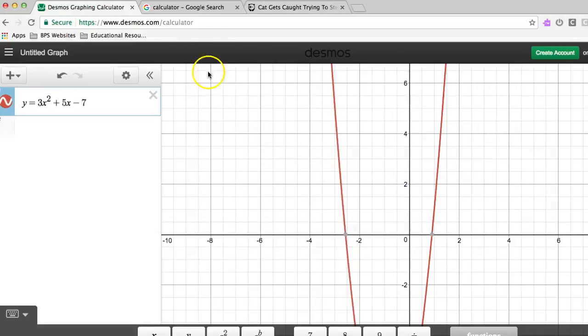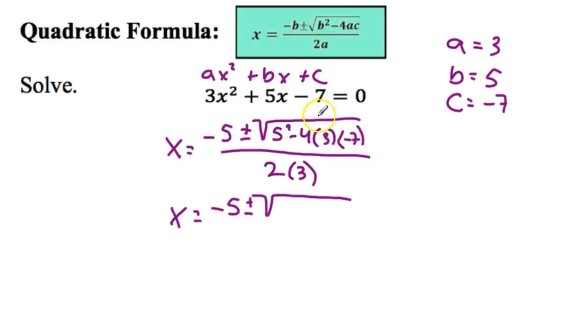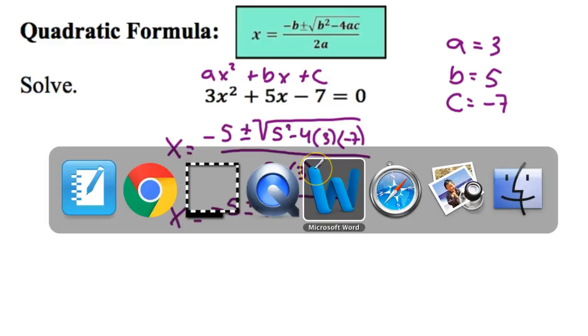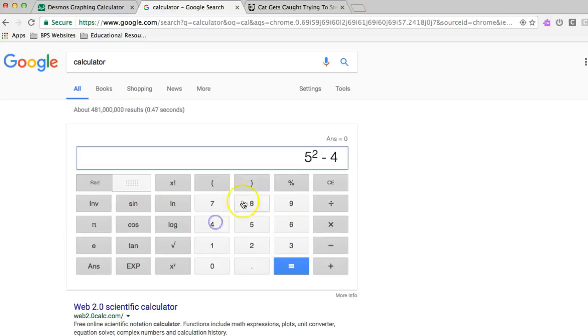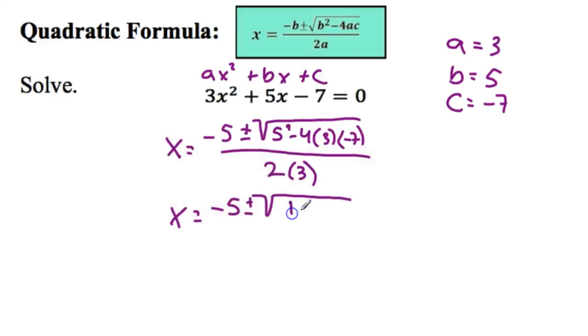Alright, calculator. Boom. So 5 squared minus, what was it? Let me double check. 4 times 3 times negative 7. 4, and I use parentheses, times 3 times negative 7. 109. Okay, 109. I put that in. Square root of 109 all over 2a, right? And the a is 3. Oh, we already had 2 times 3. 2 times 3 is 6. So all over 6.